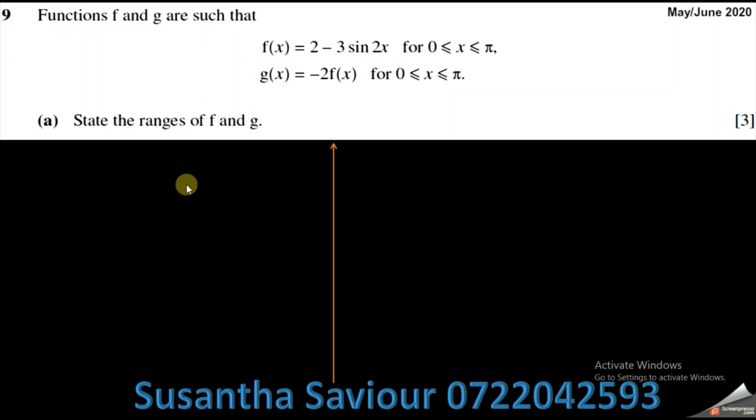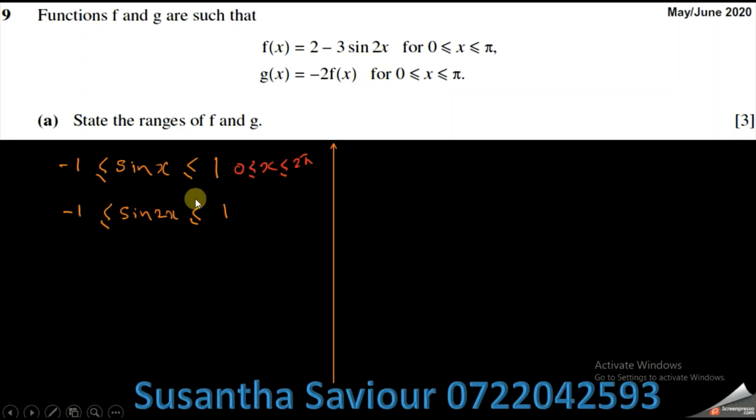Now look at this. If you look at sin x, just sin x, it is in between minus 1 and plus 1. This is your knowledge, right? And it is in the domain 0 to 2 pi. This particular case is 0 to pi, but still what we have is sin 2x. Sin 2x is also in between minus 1 and plus 1 in the interval 0 to pi here, right?